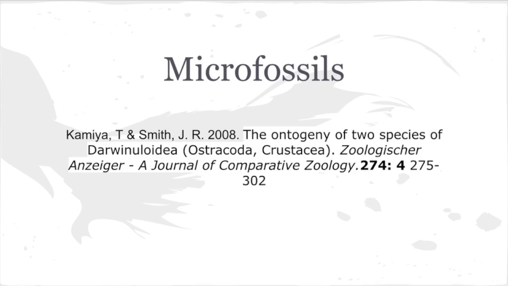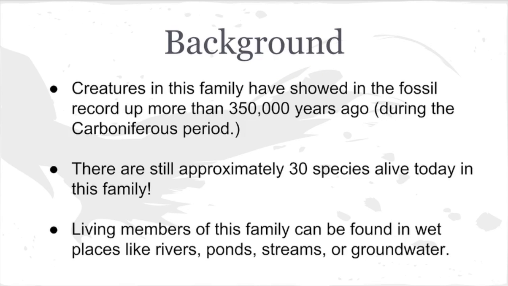The study is titled The Ontogeny of Two Species of Darwinuloidea and was conducted by Robin J. Schmitt and Takahiro Kamiya. Animals in this family have been present in the fossil record for over 350,000 years. There are approximately 30 species alive today in this family. These organisms can be found in many different habitats. These include wet places like rivers, ponds, lakes, groundwater, and even fallen leaves.